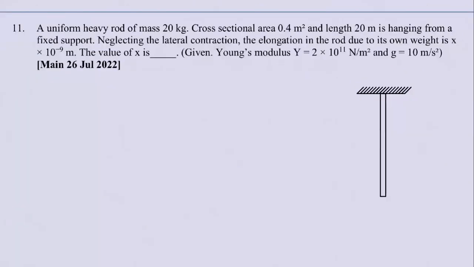Question number 11, right? This is a special case. I told you, generally we neglect the mass of the string, but check it. A uniform heavy rod, it's not a string, it's a heavy rod, 20 kg. Rod itself is 20 kg. Cross-section area 0.4 meter square and length is 220 meter, is hanging from a fixed support. Neglecting lateral contraction, that means when you increase the length, the area will decrease. The elongation in the rod due to its own weight is, okay.